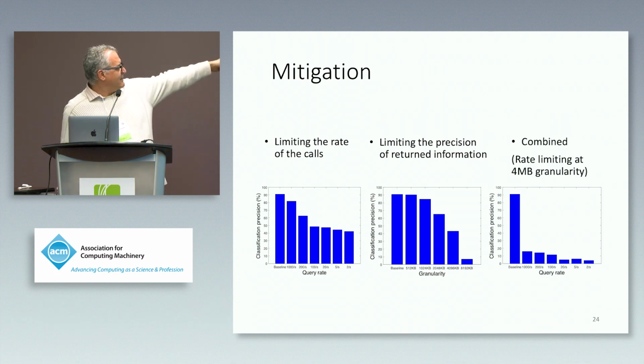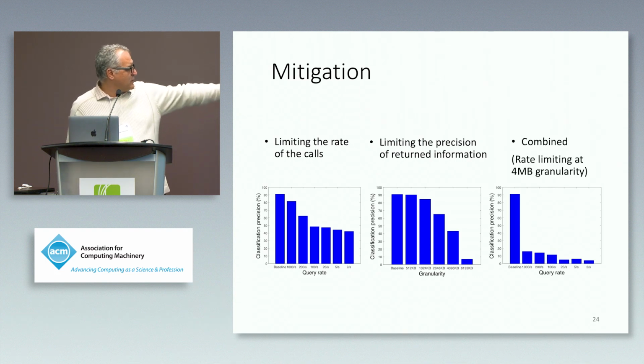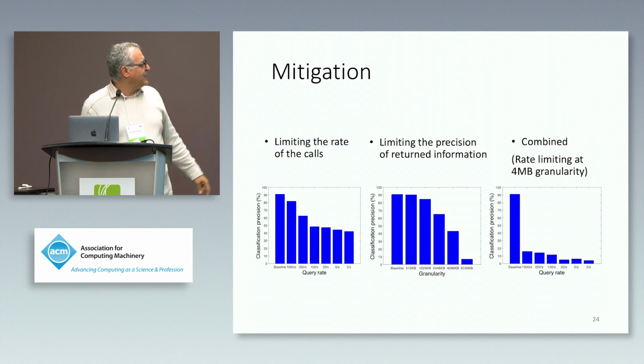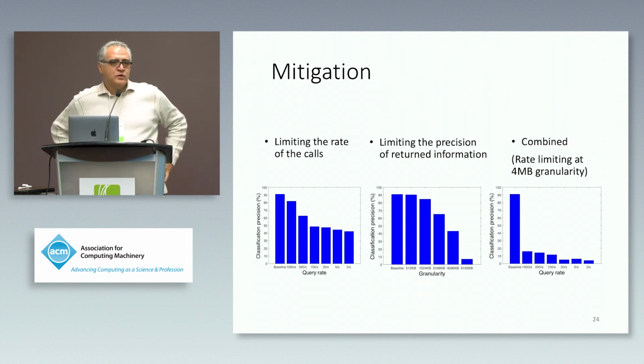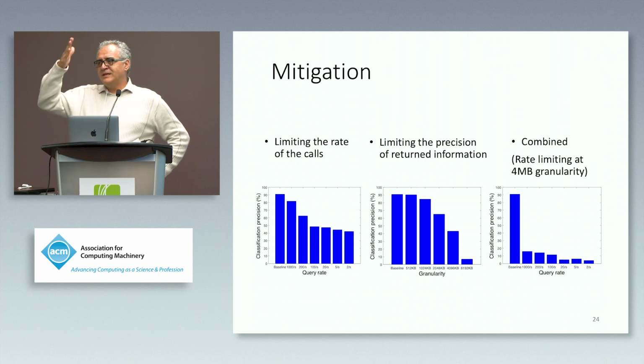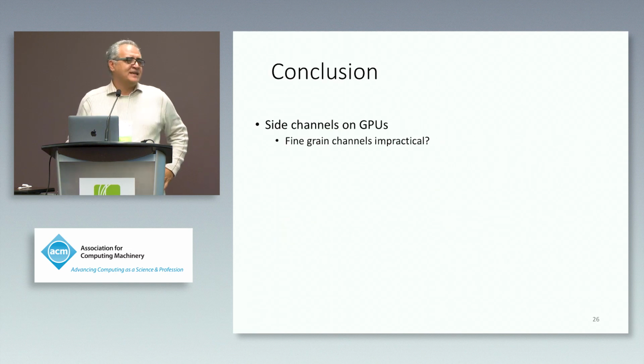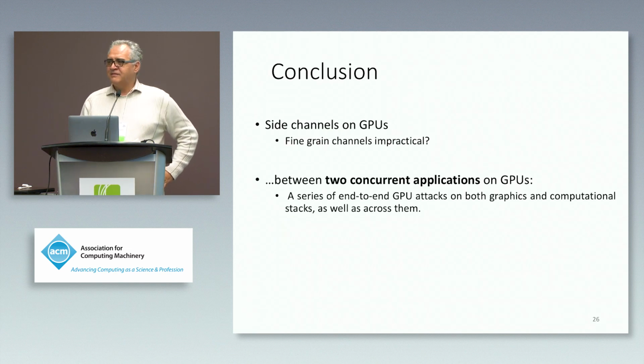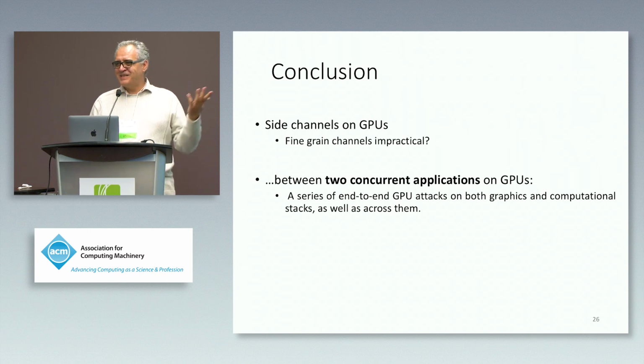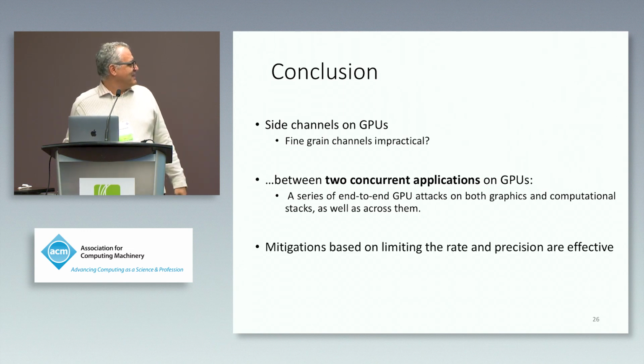So if you limit the rate of the calls, if you limit the precision of the calls in kilobytes for the memory API, and then if you combine the two, you see a qualitative strong drop in how good the channel is. Okay, so basically that's all I had. We had fun with some side channels on GPUs between two concurrent applications. I believe this is the first paper that demonstrates that this is possible.